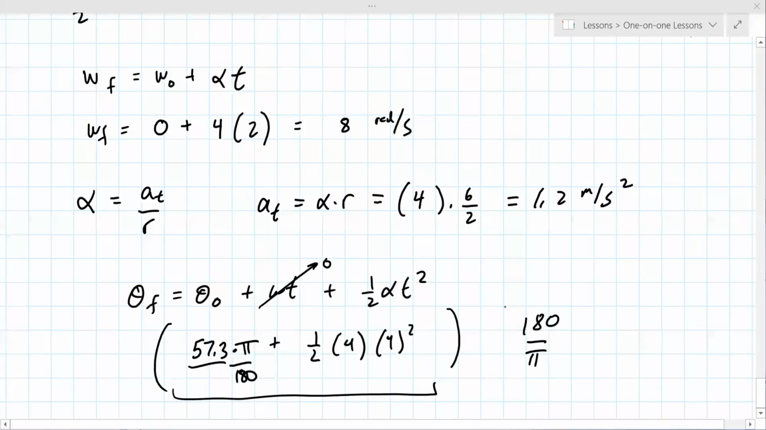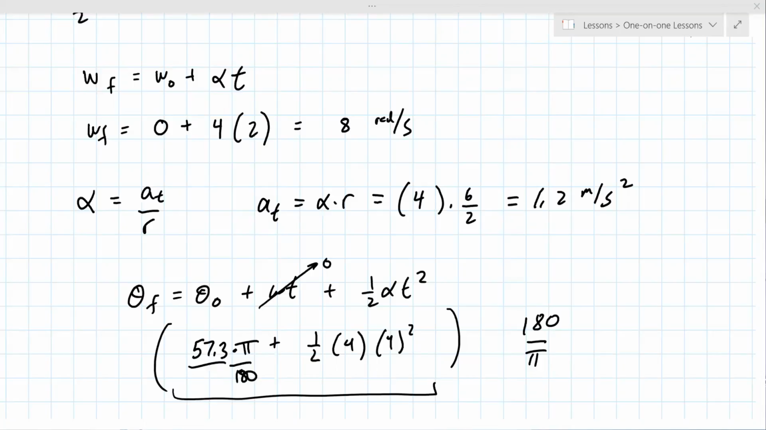Let's see if that works itself out. Plus 1/2 times 4 times 16. Okay, 33 times 180 over pi, and 1890. That doesn't look right. 516 degrees. Pi over 180 plus 1/2. Alpha is 4. Is alpha 4? Yeah. Should come out to be 516 degrees. Yeah, I'm not seeing that.